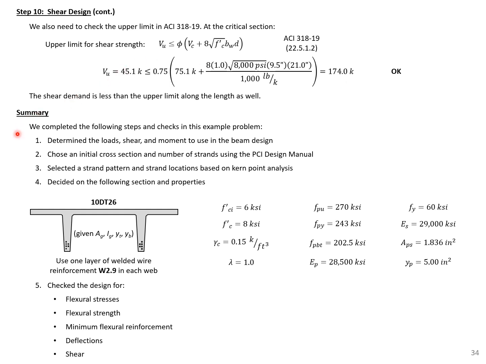So in summary, in this example, we went through and we determined our loads and our shear and our moment to use in the beam design. We chose an initial cross-section and found the number of strands using the PCI Design Manual and also the kern point analysis. We selected a strand pattern and strand locations based on the kern point analysis. We decided on the following section: a 10 DT26 with 12 half-inch diameter strands.